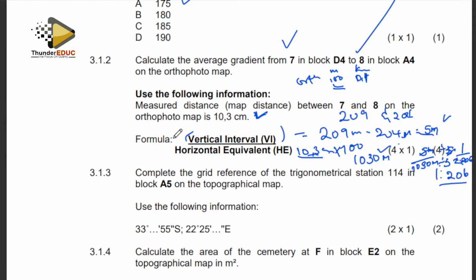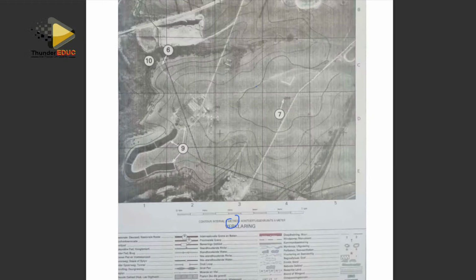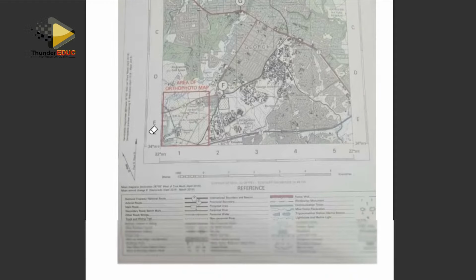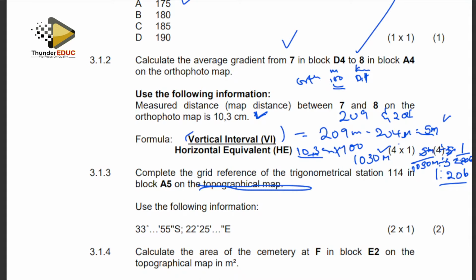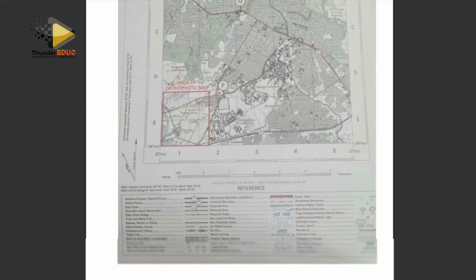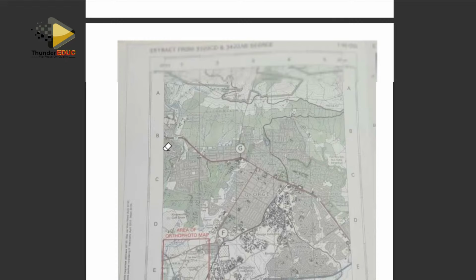We go to the next one. They say, complete the grid reference of the trigonometrical station 114 in block A5. On which map? Topographic. This is the key aspect here. We go to the map and look for 114. 114 is A5. We come here, A5: 1, 2, 3, 4, 5.